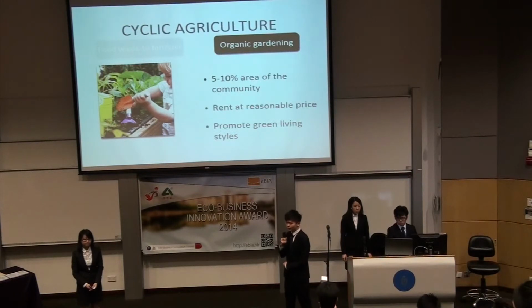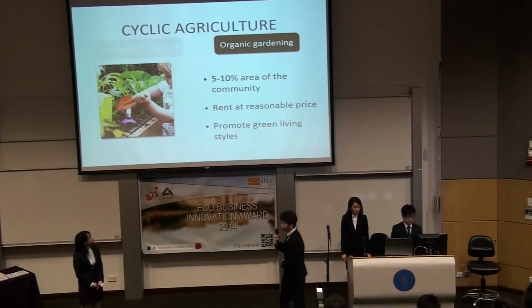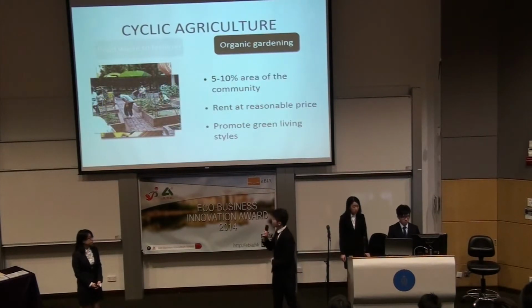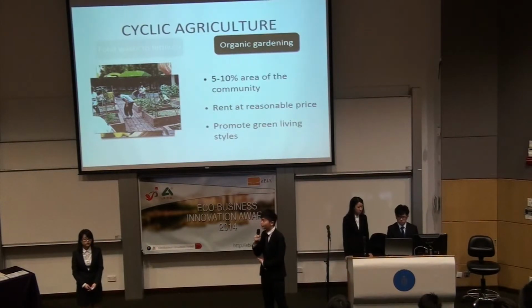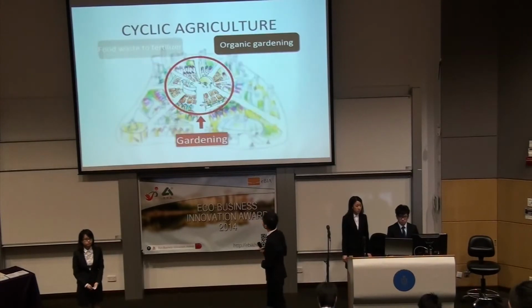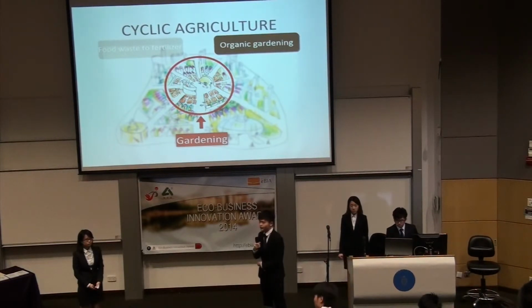We plan to use 5 to 10% of the area in the community as farmland. It's like the photo shown on the right. These are farming blocks that we will rent to the residents at a reasonable price, and we hope that people can farm there and enjoy a green living style and family gatherings. The gardening is at the central part to ensure high accessibility for daily visits.